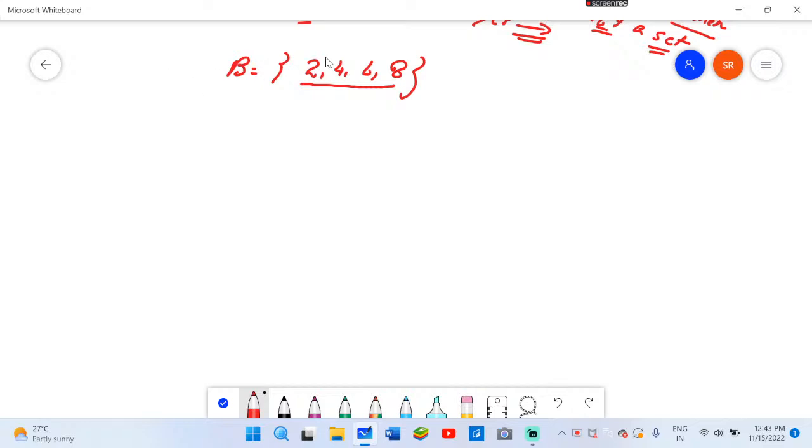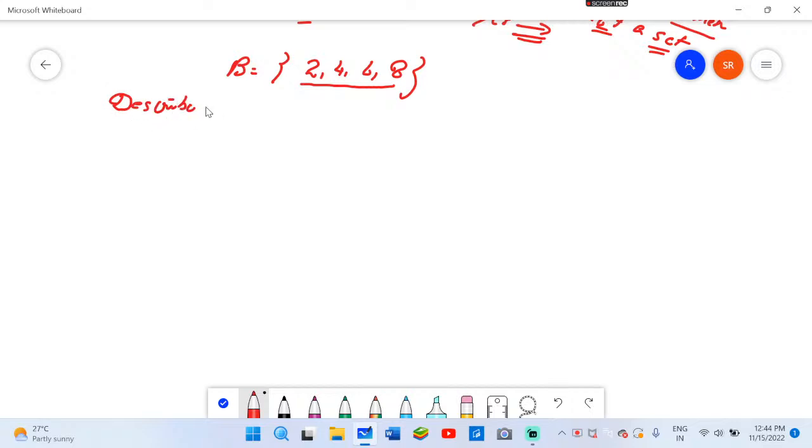So I told you, for a collection to be a set, all elements should be different and each element should be well defined. By looking at the element, we should be able to state clearly whether it belongs to the collection or not. There should not be any element of uncertainty. So now, how to describe a set?